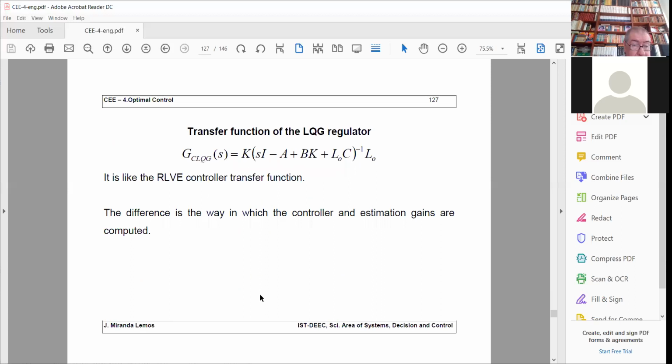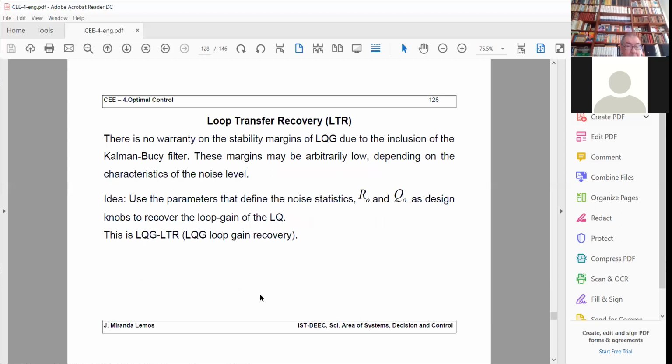Okay, so coming back to the situations, how do you select your R0 and Q0? Someone said, let's select R0 and Q0 such that we recover the nice stability margins of LQ control. That's why this procedure has the name LQG/LTR, from loop transfer recovery. You are adjusting the noise gain so as to recover the loop gain of the linear quadratic case, which yields the nice relative stability margins.